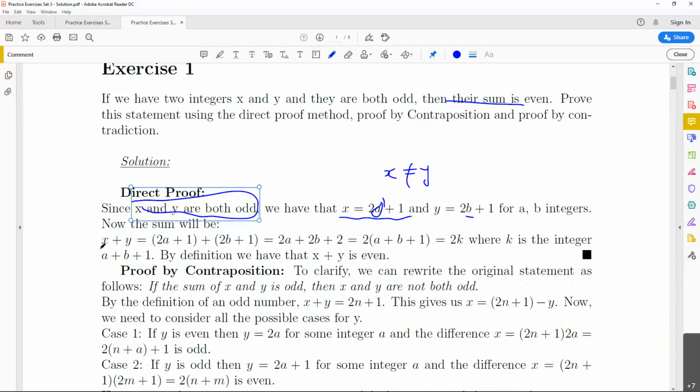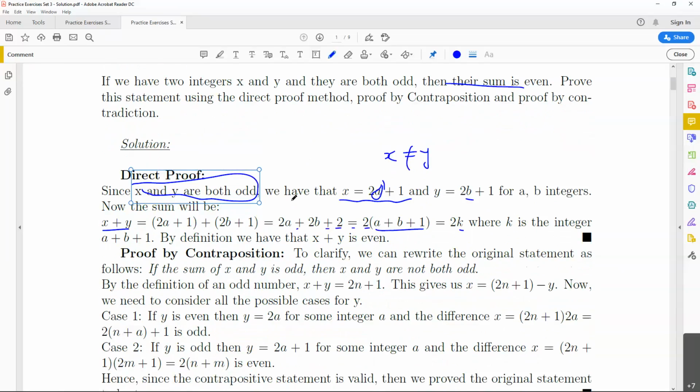Okay, direct proof, so you just sum them. You can take 2 in common, so it's going to be 2 times something. That something is k, such that k is a plus b plus 1. There you go, they're even. Simple enough, direct proof. What about contraposition?